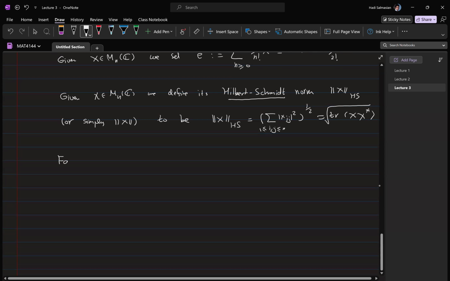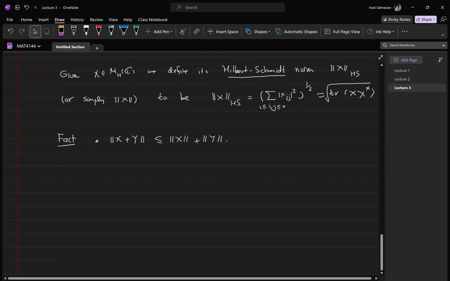Now, here are some facts about this norm. The first is that this is actually a norm, which means the norm of a sum of two matrices is less than or equal to the sum of the norms. And this follows from the property of the usual Euclidean norm on C^n. So this is the standard. And of course, norm of cX equals absolute value of c times norm X, for a complex number c and X an n by n matrix.